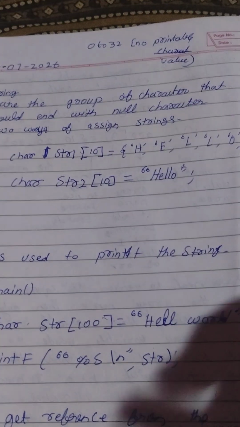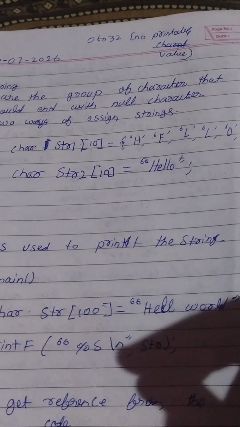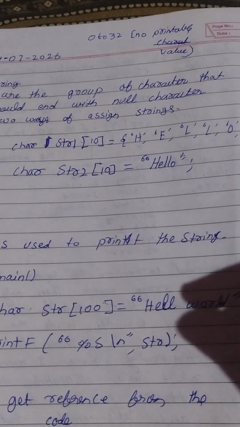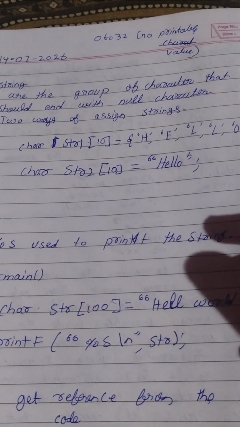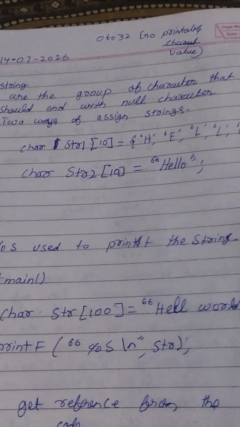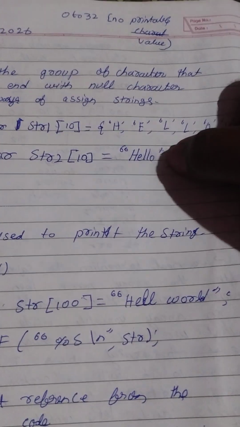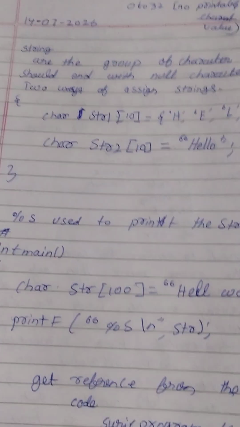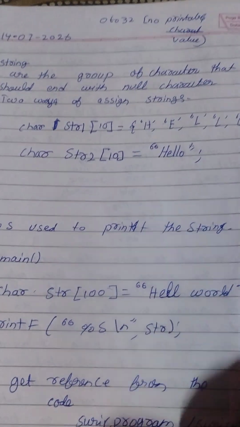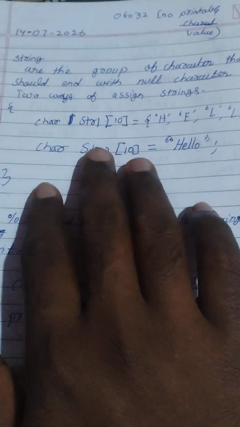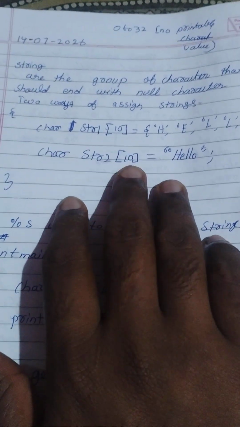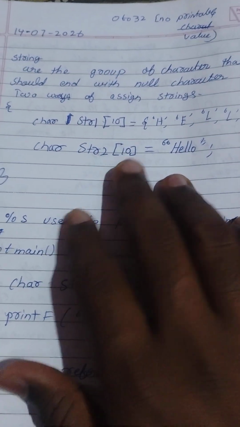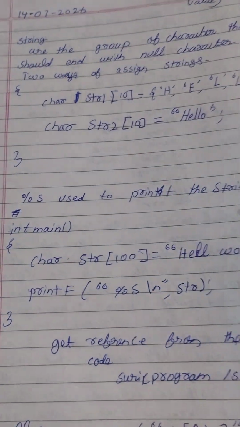For that purpose only we are using double quotation. Double quotation automatically assigns the null value at the end of the statement. So here the null value will be included automatically. So this is how we declare the string, and this is how we initialize the string.